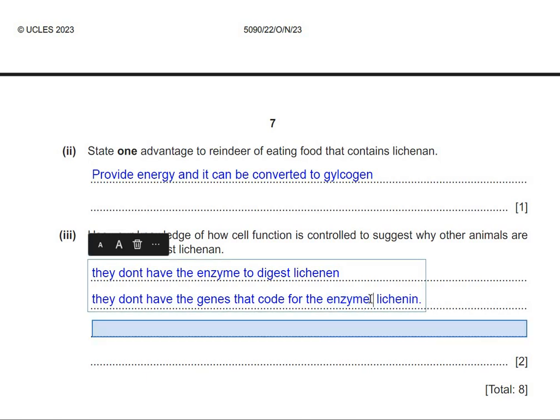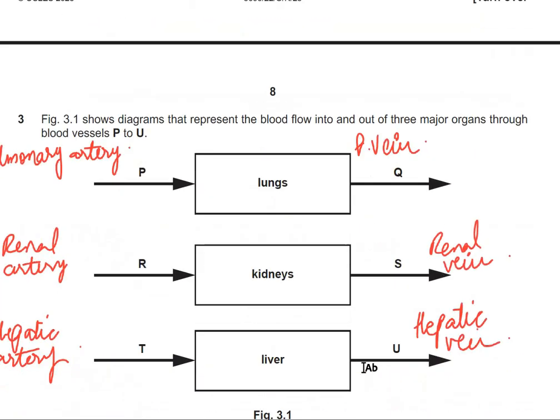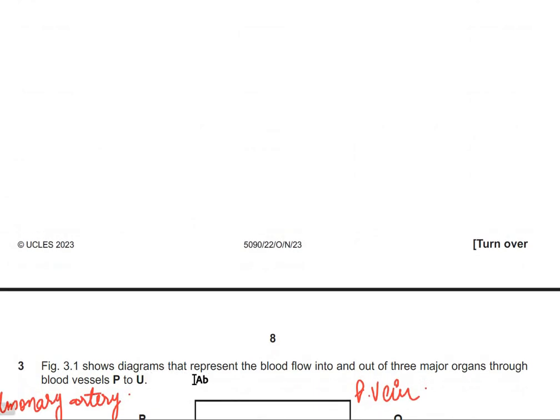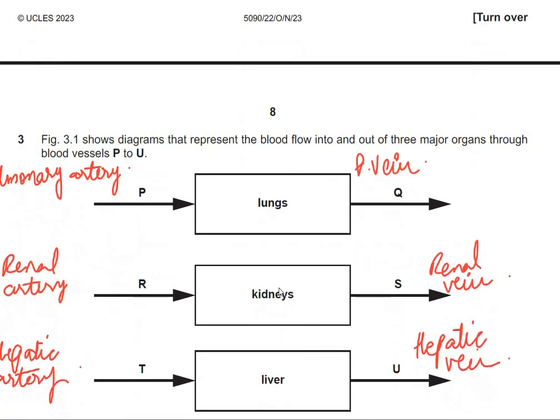For the enzyme to digest glutenin. Now, for question number three. Figure 3.1 shows a diagram that represents the blood flow into and out of the three major organs through blood vessels P to U. So this is the figure.